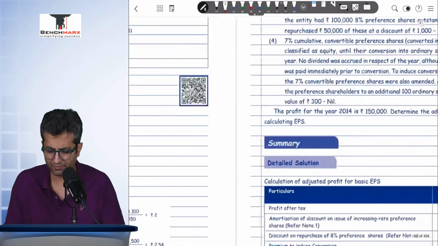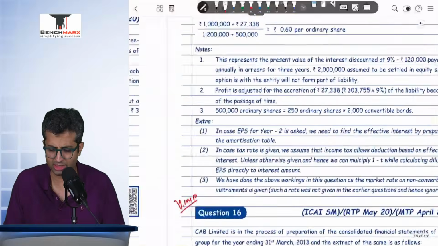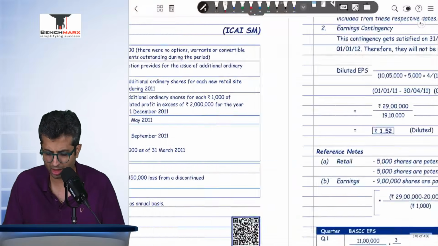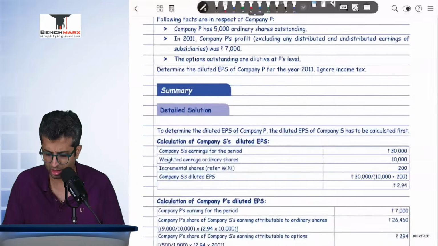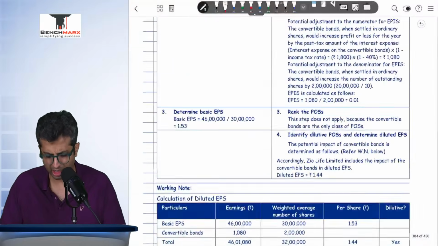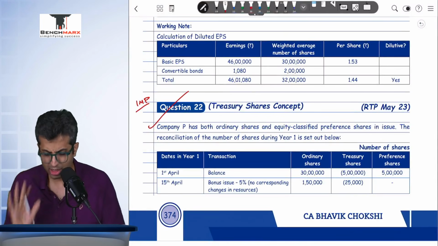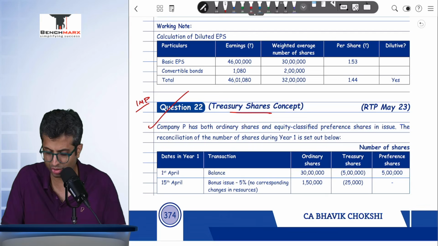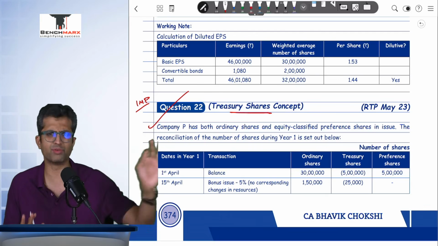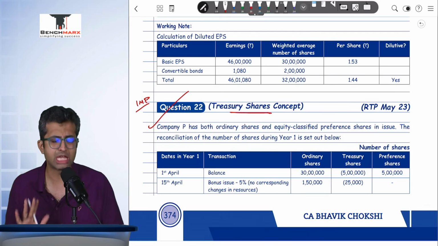Now we will flip back to a recent RTP question. This is question number 22. You can just focus on your screen. You would have probably done this, but this is RTP of May 23. So let us focus on this. This is based on the Treasury Shares concept. Whether you have done it or not, you can just focus on this and this will give you a lot more clarity.